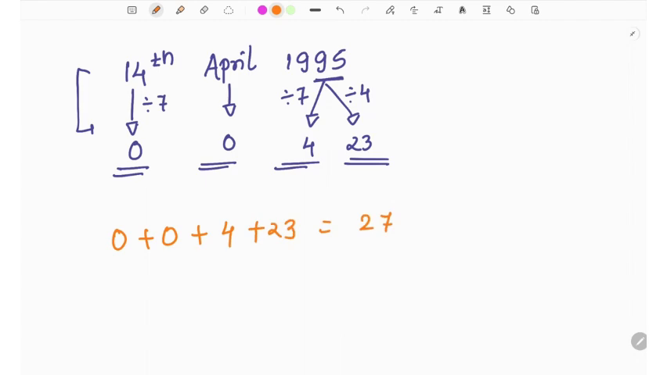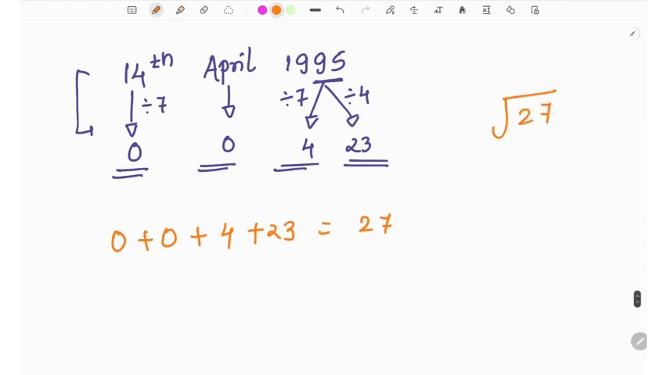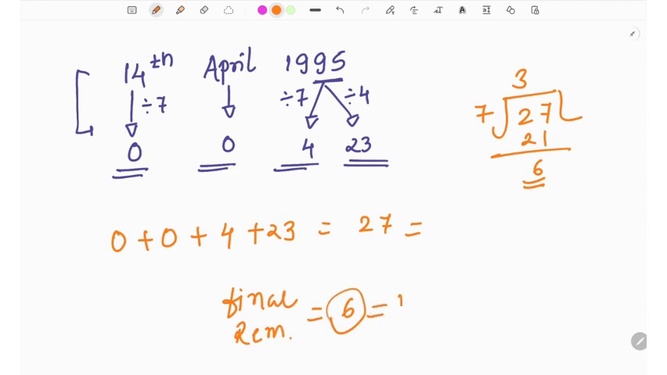We divide the final summation by 7 and consider again the remainder over here. If I divide 27 by 7, 7 4s are 28. It's not possible. So 7 3s are 21. So this will give me the remainder equal to 6. So the final remainder that we have got over here is equal to 6, and the code for 6 is Friday. Got it? So moving ahead, this was the homework, students.